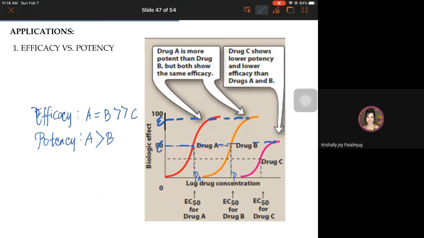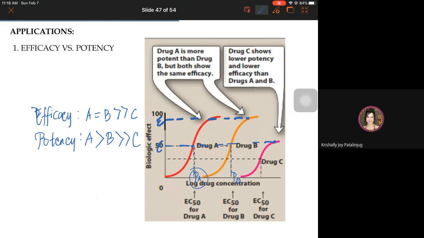It will require a much greater dose to achieve 50% of the maximal response for drug B. That is why the more potent would be drug A, and the least potent would be drug C. All right, so that is how again to interpret efficacy.